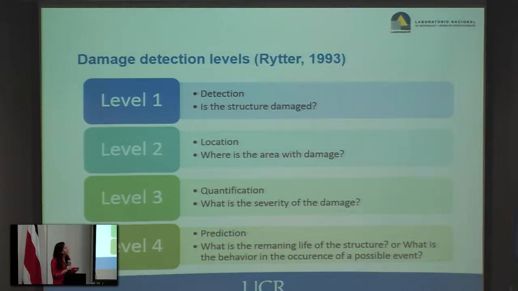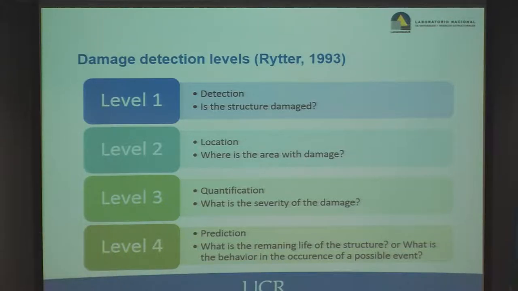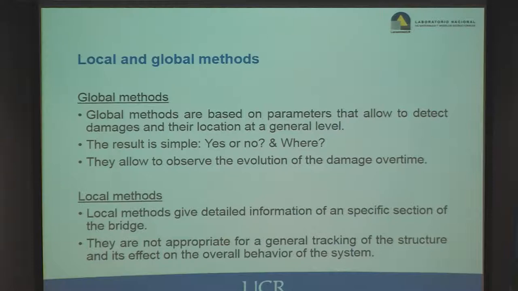According to Rytter, there are four damage detection levels. Level one is detection: is the structure damaged? Level two is location: where is the area with damage? Level three is quantification: what is the severity of the damage? And level four, prediction: what is the remaining life of the structure, or what is the behavior in the occurrence of a possible event?